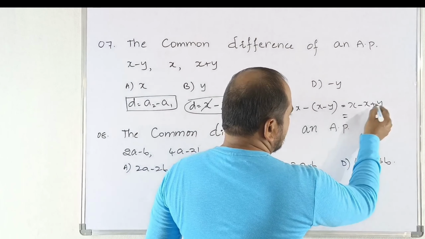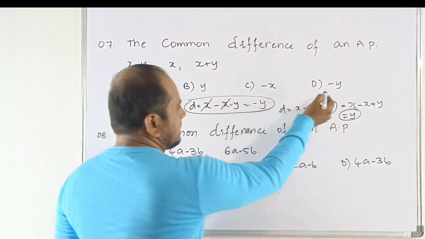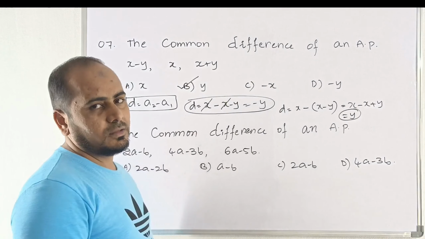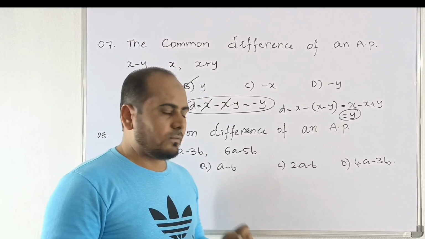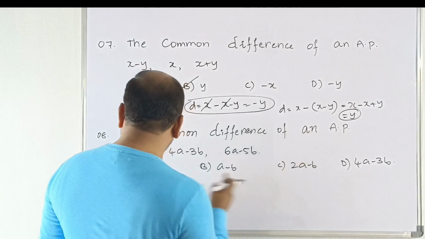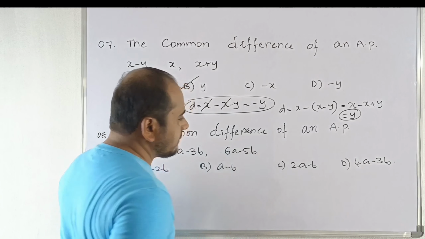Now x cancels and finally you will get y. So not minus y, my dear. y will be the right answer. Like this we need to do. In the same way, come to the 8th question. The common difference of an AP 2a minus b, 4a minus 3b, 6a minus 5b.